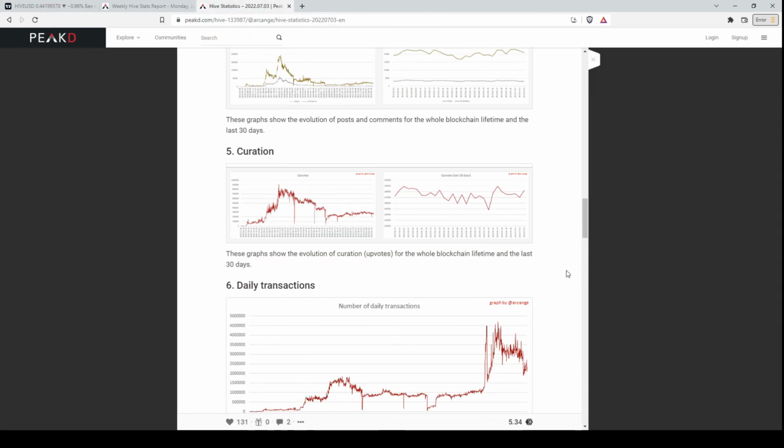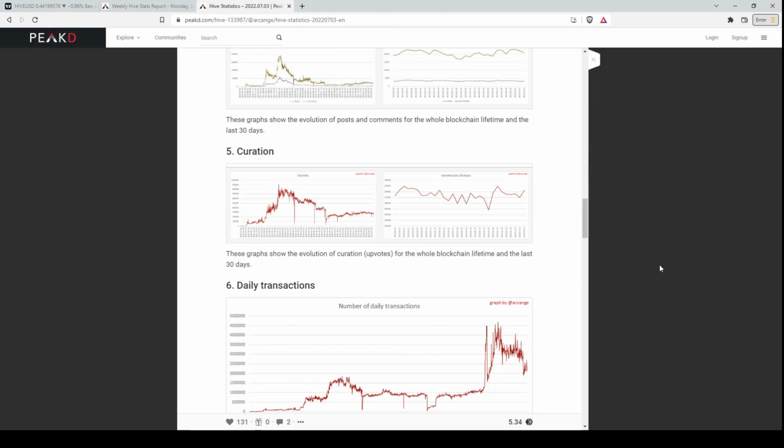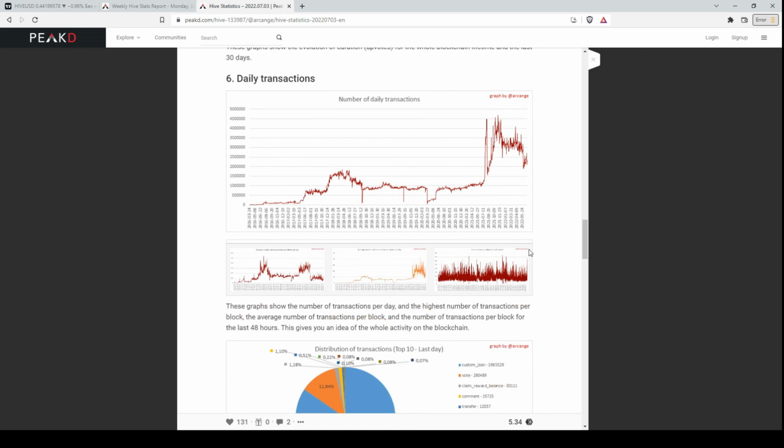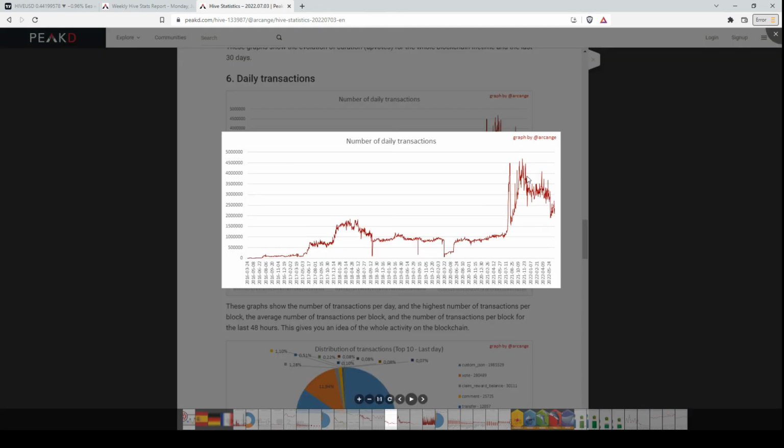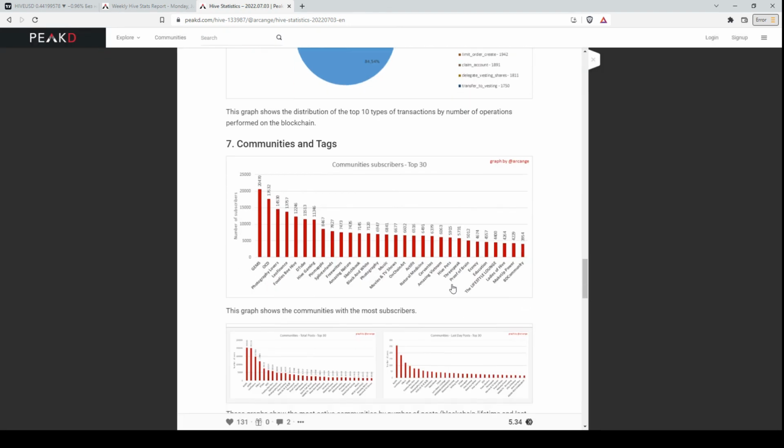This is what I want to say. So this is the number of upvotes. The number of upvotes has halved for the last, let's say, 6 months or 1 year. This is the number of daily transactions, so we see that the number is declining. So this is the second half or the end of 2021. So this is what I want to say.